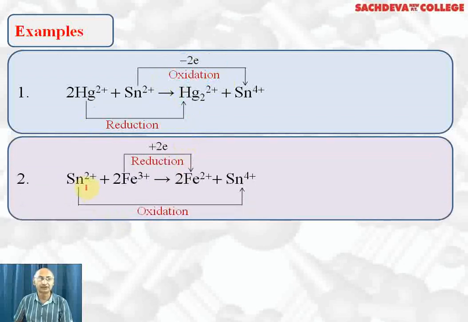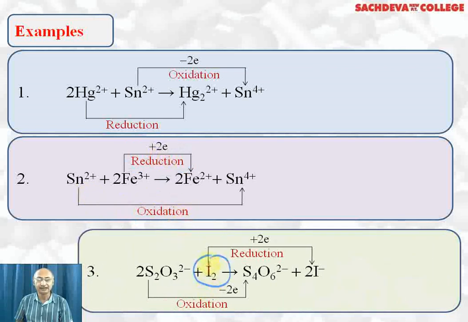Second example, stannous is getting oxidized to stannic, it is oxidation. Ferric is getting reduced to ferrous, it is reduction. Reduction involves gain of electron and oxidation involves loss of electron. Here iodine is gaining electron to form iodide ion, so gain of electron is taking place, this is reduction. Thiosulfate ions are changing to tetrathionate ion by loss of electrons, so it is oxidation.